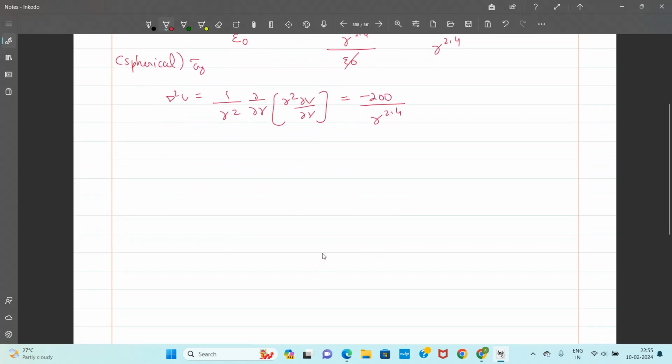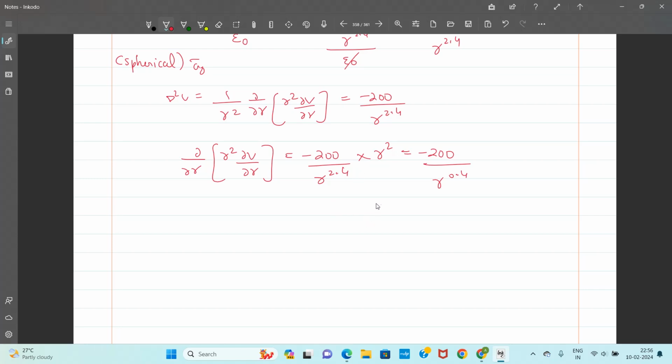Okay, so further simplification is the same as before. One by one you have to do the steps to eliminate the terms and get the equation for potential. First we'll take this r square to the other side, so it becomes dou by dou r of r square dou V by dou r, that's equal to minus 200 by r to the power 2.4 into denominator going to numerator on the other side, which simplifies to r square by r to the power 2.4. If you simplify it, you will be getting minus 200 by r to the power of 0.4. That square will get cancelled, only 0.4 will remain, right?